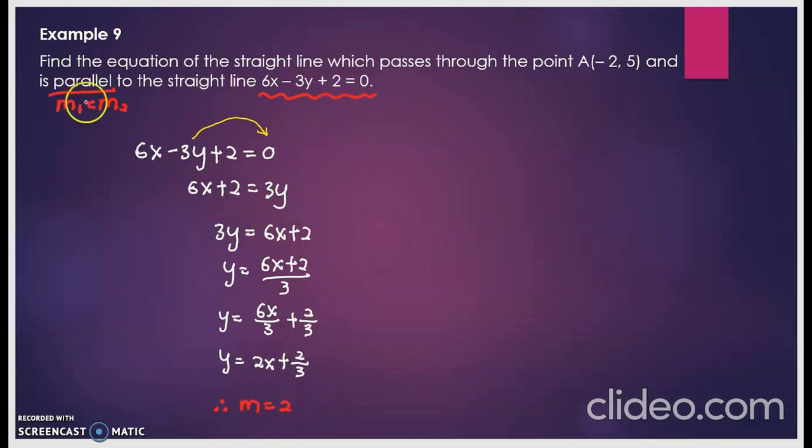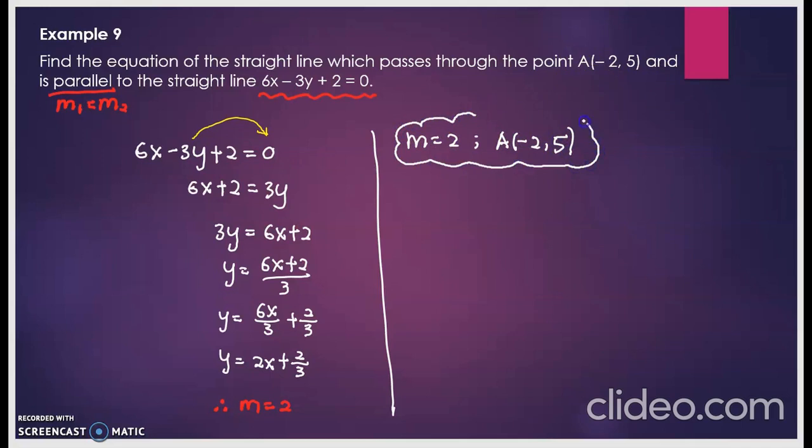So from here, since they are parallel, I can straightforward use m is equal to 2. And we know that the straight line passes through the point A. So A will be (-2, 5). Since you already have the gradient and a point, we can straightforward find the equation of the straight line by using the formula y is equal to mx plus c. So first we try to find the value of c.